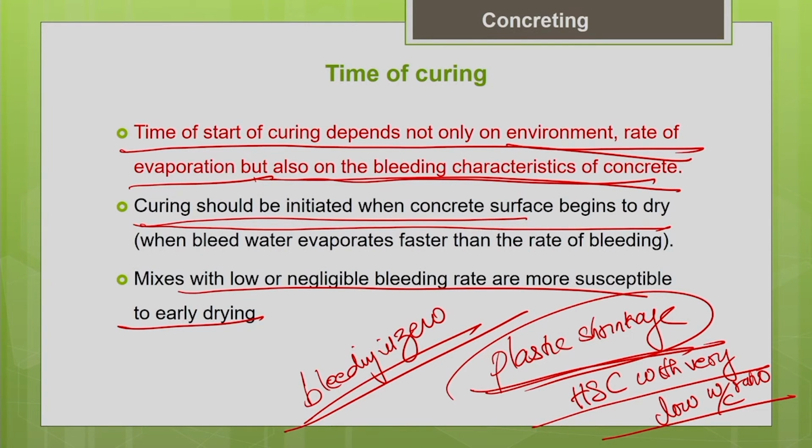If your mix composition is such that it has a very low water to cement ratio, in those mixes the bleeding will be negligible. Very cohesive mixes with a low water to cement ratio will have negligible bleeding, so the concrete will dry faster. That is why, to protect those mixes, you have to start the curing as early as possible. We cannot wait till finishing. You need to start your curing even before finishing of the concrete.